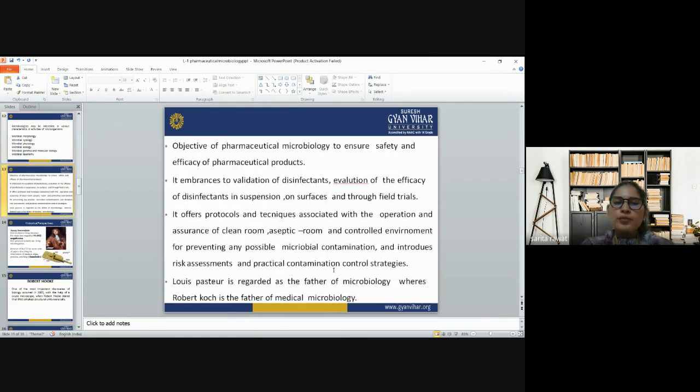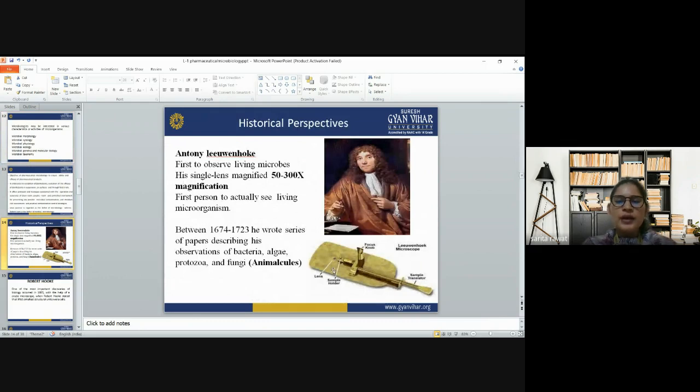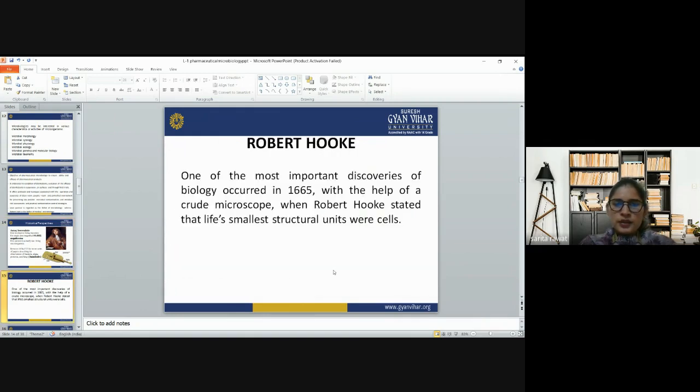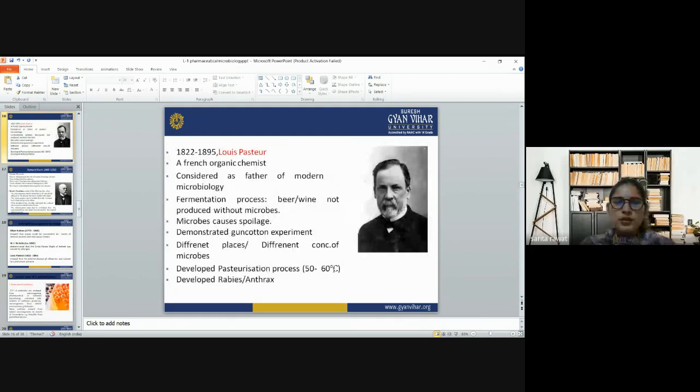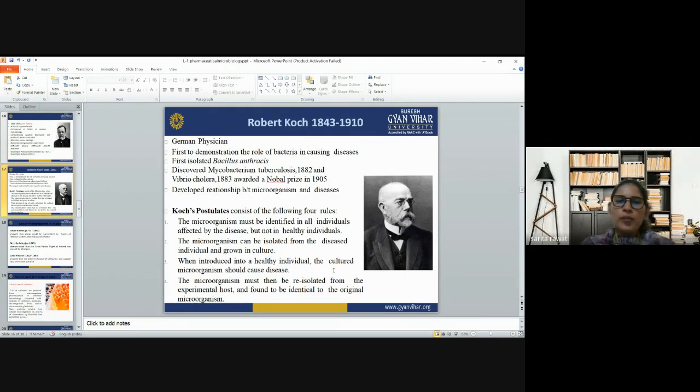Then we covered the historical perspective of microbiology. Antony van Leeuwenhoek was the first to observe living microbes, the first person who actually saw living microorganisms under the microscope. Then Louis Pasteur came, and he developed the pasteurization process. Then Robert Koch, a German physician, was the first to demonstrate the role of bacteria in causing disease, and he first isolated Bacillus anthracis.